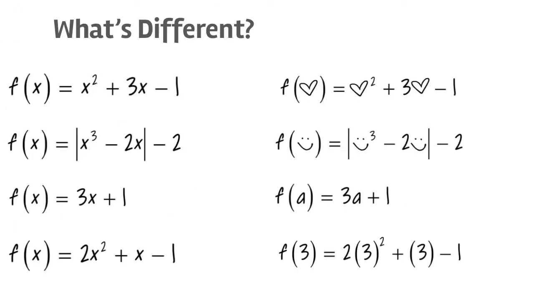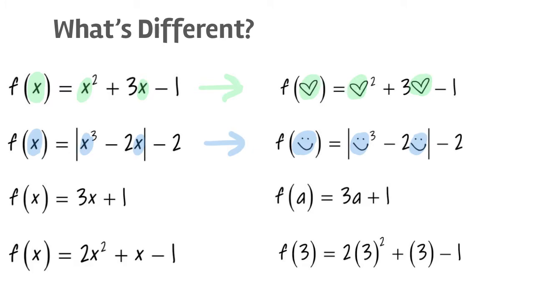Each of these is an example of a function. Here I have a function of x, where I have all of these x's, and when I go to the right, I'm evaluating the function with a heart, so instead of putting an x, I put a heart there. Similarly, for the next one, it's a function of x with all of these x values, and then I'm evaluating the function with a smiley face. So I put a smiley face wherever the x was.